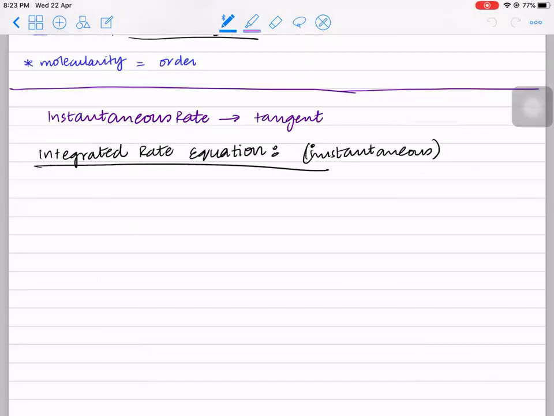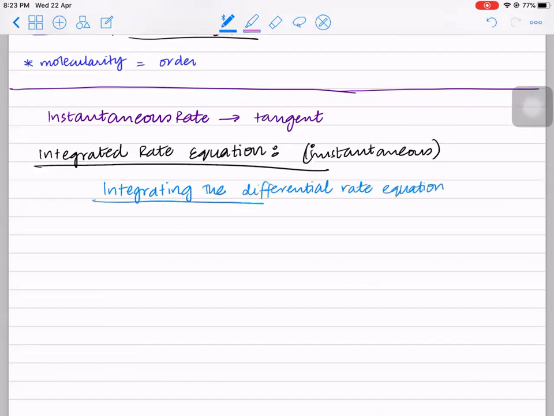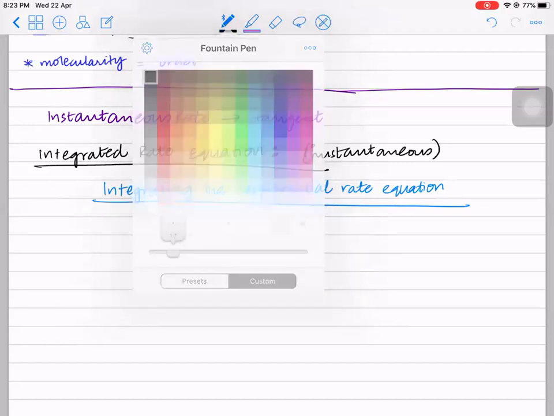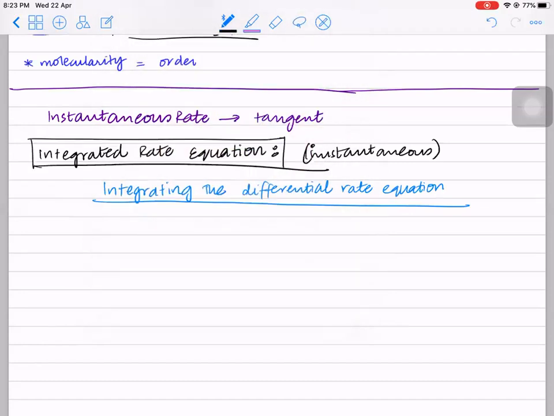Now, what is integrated rate equation? Integrated rate equation is basically a way you can calculate the instantaneous rate without having to make a tangent. You can just integrate. What are you doing here? You are integrating the differential or the average rate equation, right? By just integrating the average or differential rate equation, you can figure out the integrated rate equation, and that can give you the instantaneous rate.